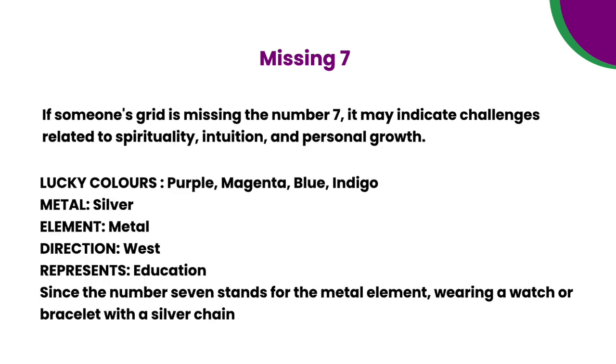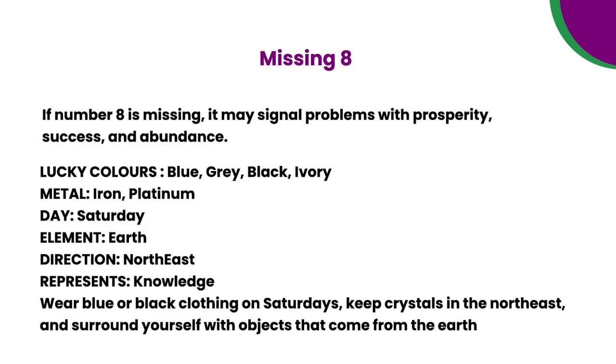If someone's grid is missing the number 7, it may indicate challenges related to spirituality, intuition and personal growth. Which colors? Purple, magenta, blue, indigo. Missing 8. If number 8 is missing, it may signal problems with prosperity, success and abundance. Blue, grey, black, ivory. Represents knowledge. Wear blue or black clothing on Saturdays. Keep crystals in the northeast and surround yourself with objects that come from the earth.